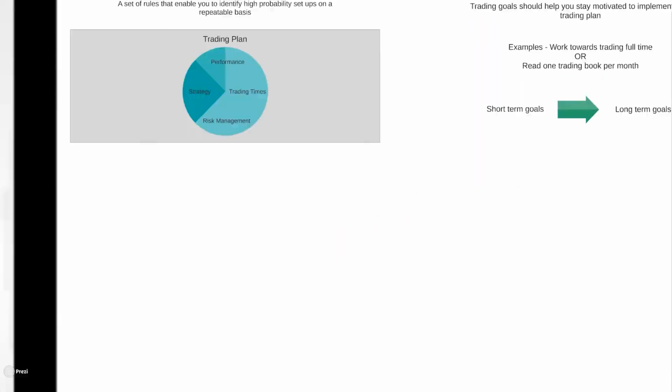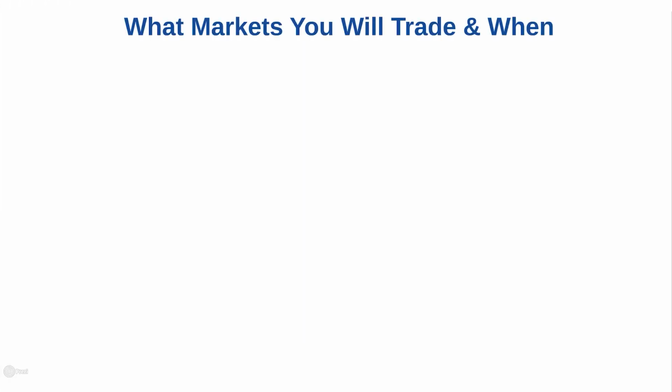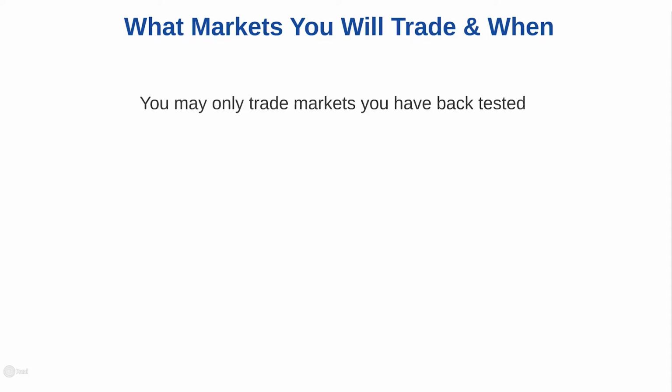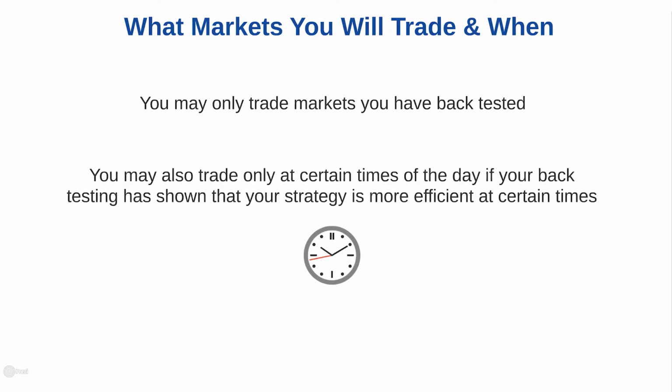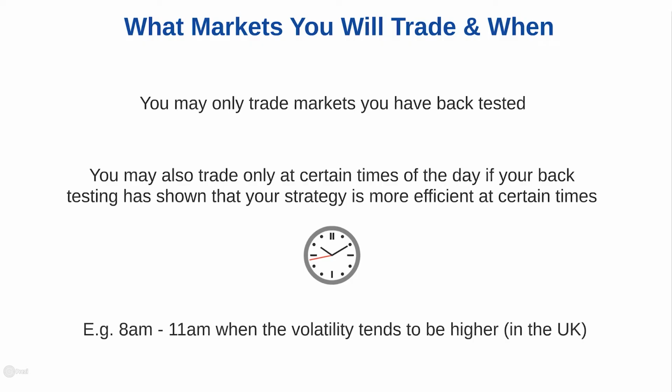Another thing you may want to cover in your plan is what markets you'll be trading and when. This may be restricted to markets you've backtested only, and so more markets will become available to you as you complete more and more backtesting, should the results show that the market is worth trading, that is. You could also specify certain times you'll trade the approved markets, for example only in the morning hours between 8 AM and 11 AM when the volatility tends to be a little bit higher, or time slots you've found your strategy to be more effective.